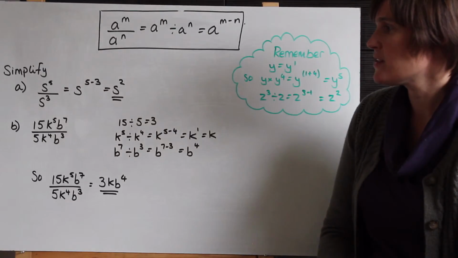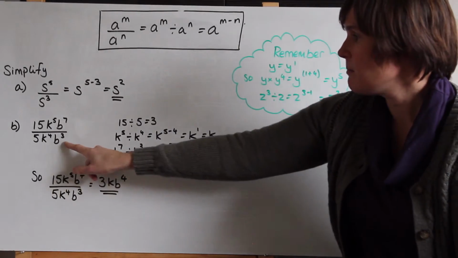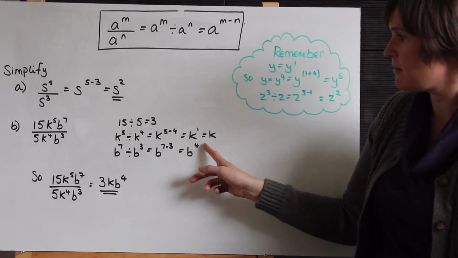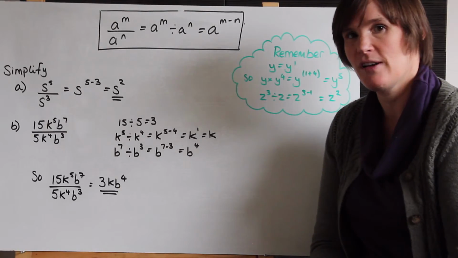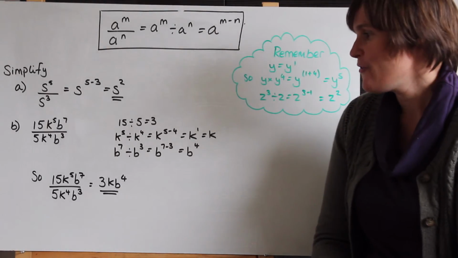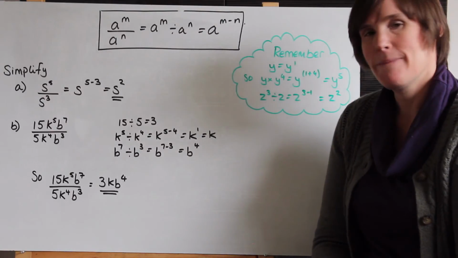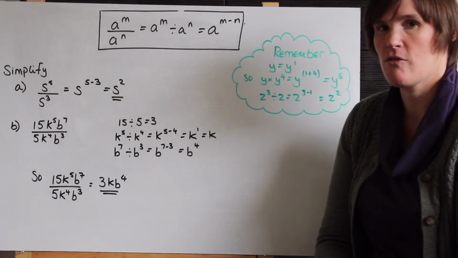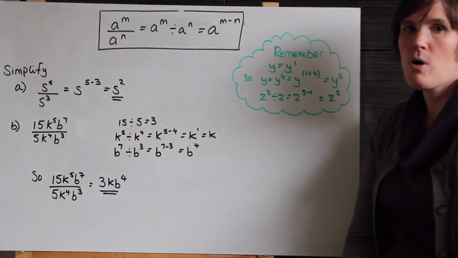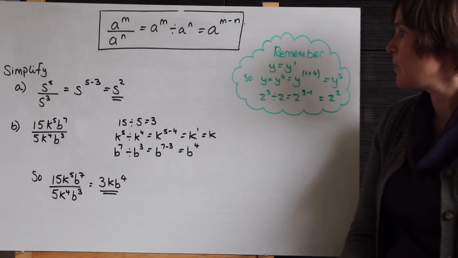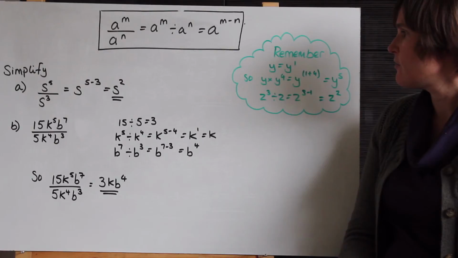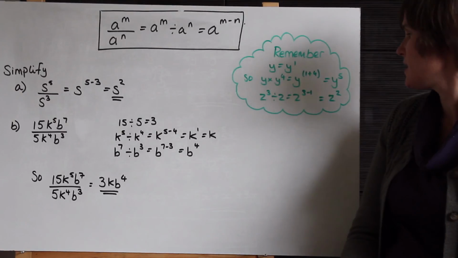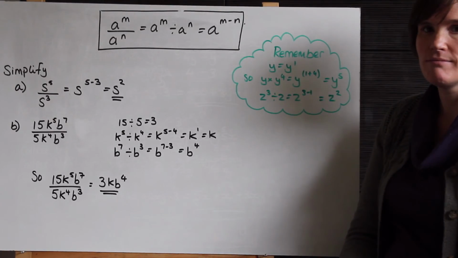And b to the power of 7 divided by b cubed is b to the power of 7 minus 3, which is b to the power of 4. So 15k to the power of 5, b to the power of 7, all over 5k to the power of 4, b cubed equals 3k b to the power of 4. Just remember that y equals y to the power of 1. So y times y to the power of 4 equals y to the power of 5, and z cubed divided by z is z squared.